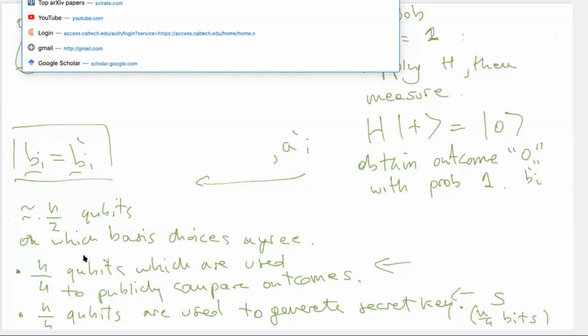So that's maybe one way to improve the efficiency a little bit, if you're willing to decrease the percentage of bits that you share publicly. Then you have more of your string, but you're slightly less confident that there is no eavesdropper. Exactly, it's a trade-off. That's correct.